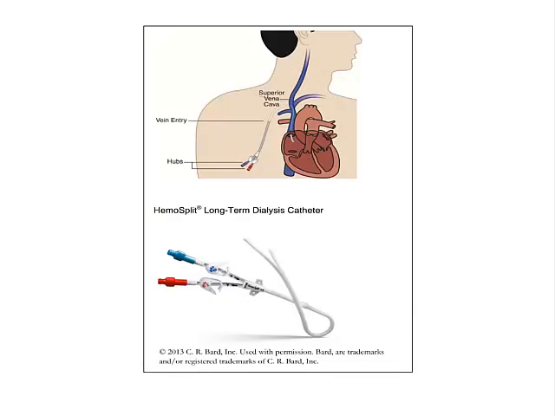Then there is the tunneled cuffed catheter. This is entering at the skin where it is labeled as the vein entry point, and it is tunneled under the skin as shown here, and then enters similarly to the non-cuffed catheter into the IJ vein and into the superior vena cava.